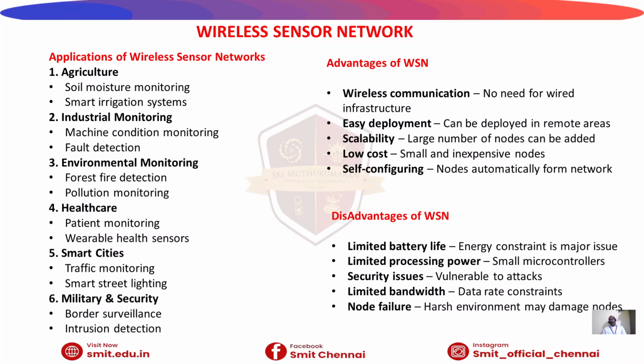It has the advantages of wireless communication, no need for wired infrastructure, that's the main thing. And scalability, a large number of nodes can be added. What are the disadvantages of WSNs? Limited processing power, limited battery life, limited bandwidth, and some security issues. So these are the main applications, advantages and disadvantages of WSN.